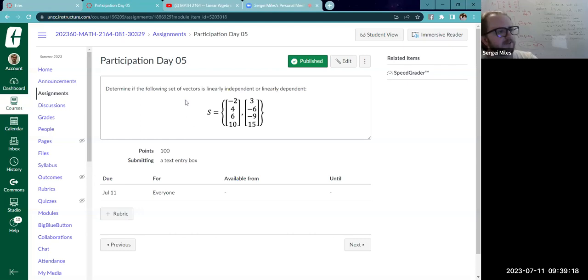Participation day 5: determine if the following set of vectors is linearly independent or linearly dependent. So recall, one way of doing this is just to say, are these two vectors multiples of each other? If they're multiples, that means they're on the same line, therefore they are dependent. If they are not multiples, I only have 2. So, okay, what happens here? Well, I'm just going to imagine what I would have to multiply the first vector by to get the second vector. To turn negative 2 into 3, I would have to take negative 2.